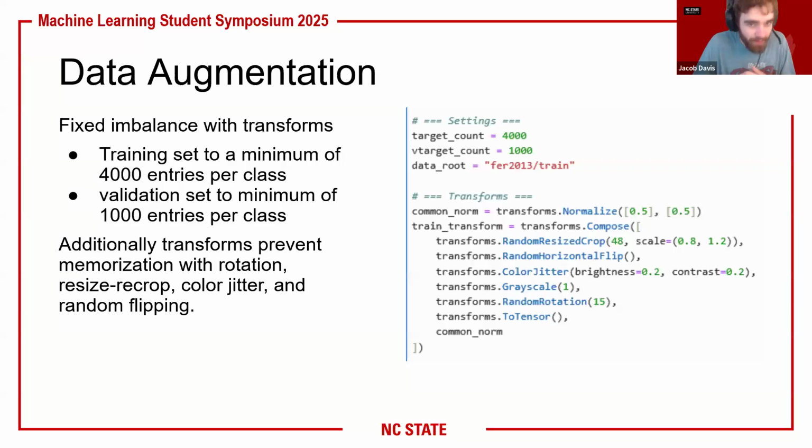So in order to help compensate for some of this, we did some data augmentation. We did an 80-20 split on training and validation. We also did some transforms to prevent memorization. We did some resizing, some flipping, some color jitter, just to get that perfect balance. This also is on a per class basis, so every class will have a minimum of this amount for each set.